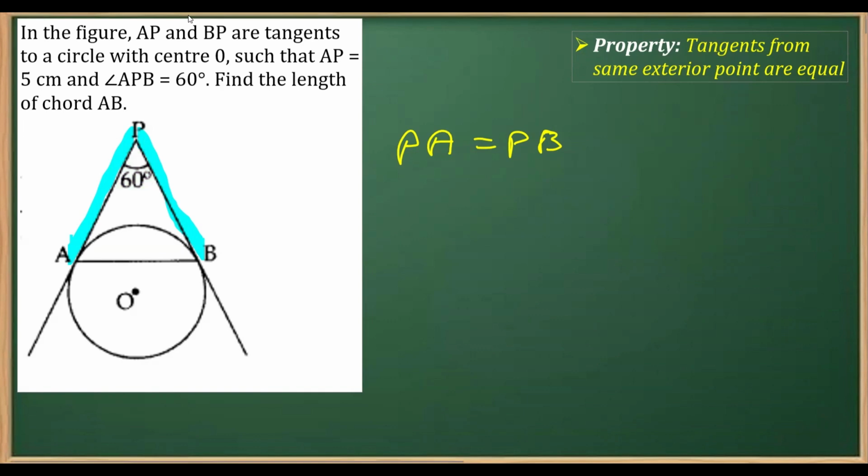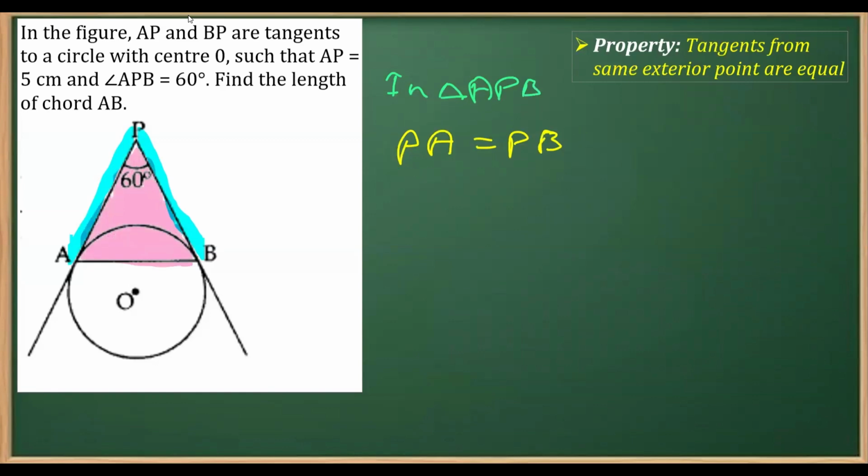Like what you can do here is consider this triangle. Let me shade the triangle I'm talking about. Consider this triangle first, and in this triangle we have the length of two sides. The triangle I'm talking about is APB. Here you can see that these two lengths are equal.